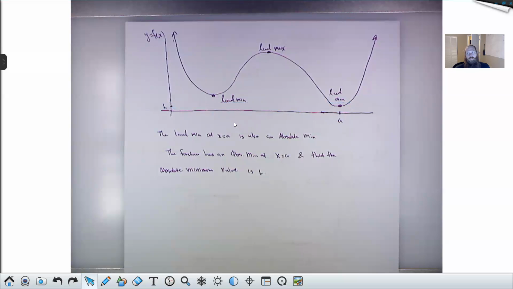In other words, when I ask you where is something, where's the min, where's the max, I'm always asking at what x value is the min, at what x value is the max. And if I ask you what is the min, or what is the max, what is the max value, what is the min value, then I'm looking for the y value.